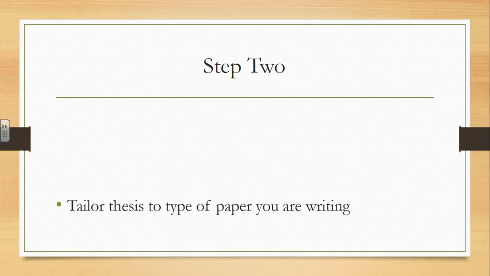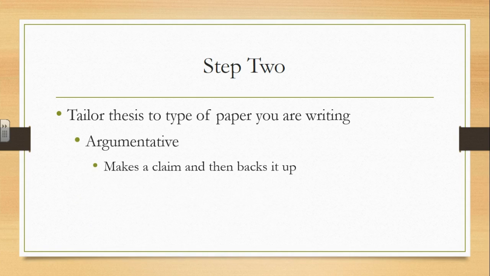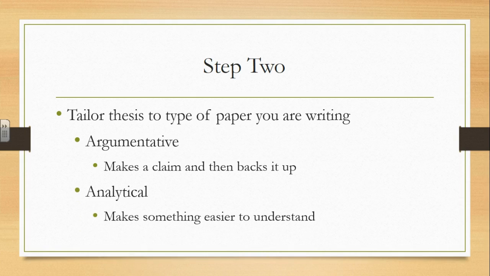Okay, step number two, tailor the thesis to the type of paper you are writing. There are three different types of papers. You need to make sure your thesis goes with those different types of papers. Number one is an argumentative paper. An argumentative essay makes a claim and then backs it up. You are trying to prove something, so you're going to say, this is what happens and here is why this happens. Second one is an analytical, which is simply making something easier to understand.